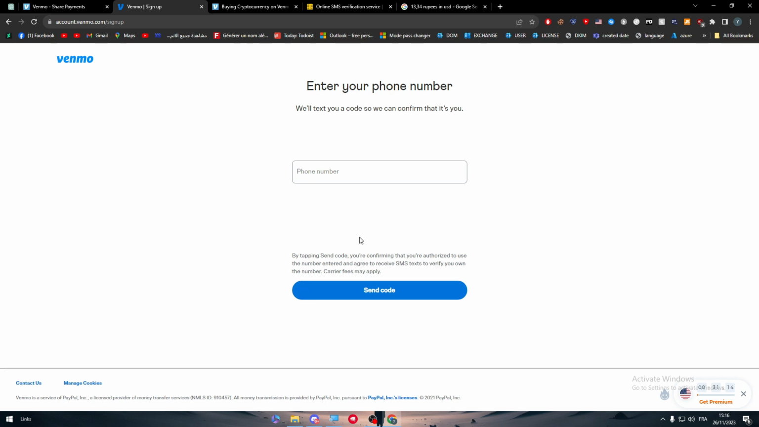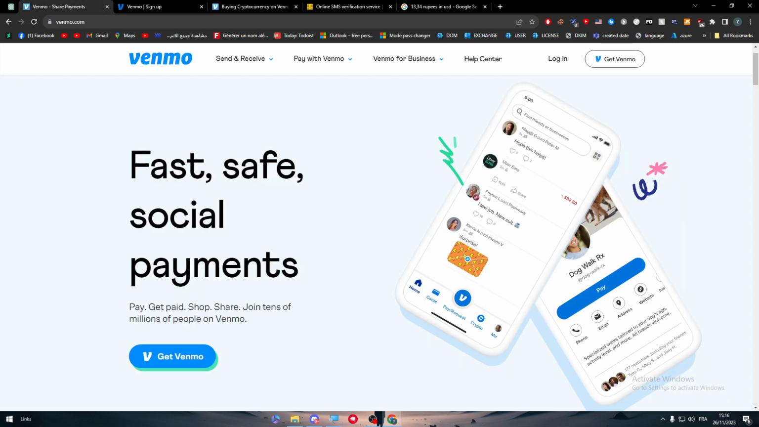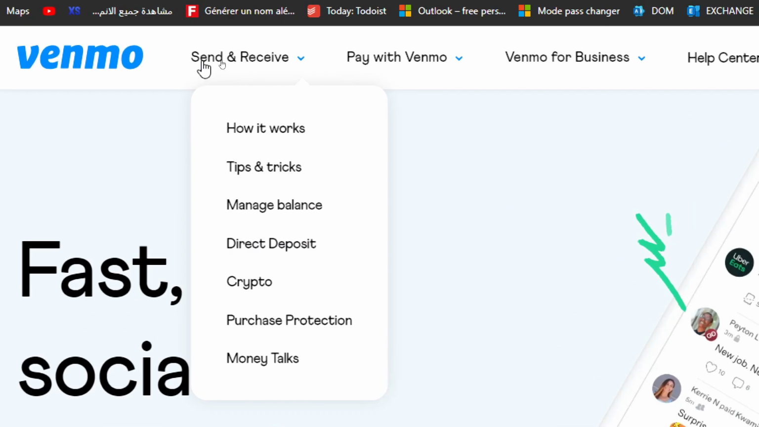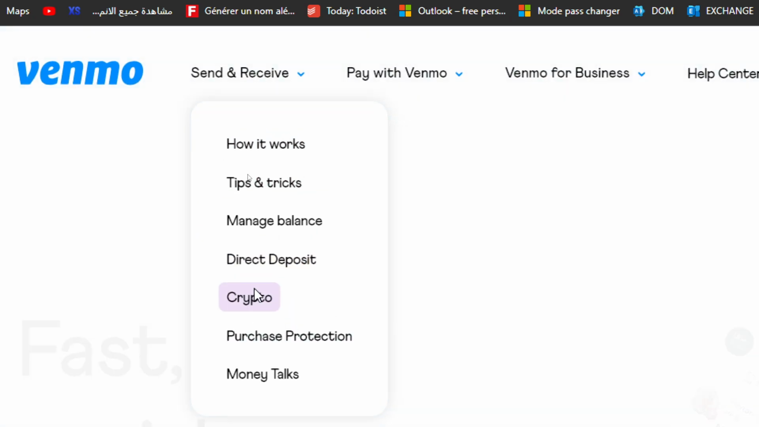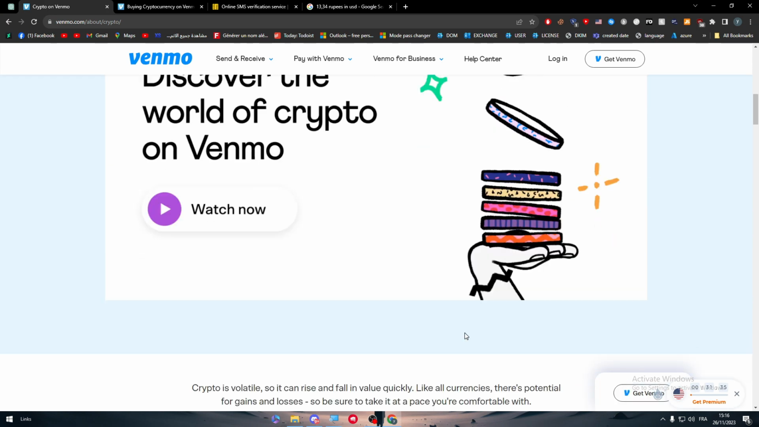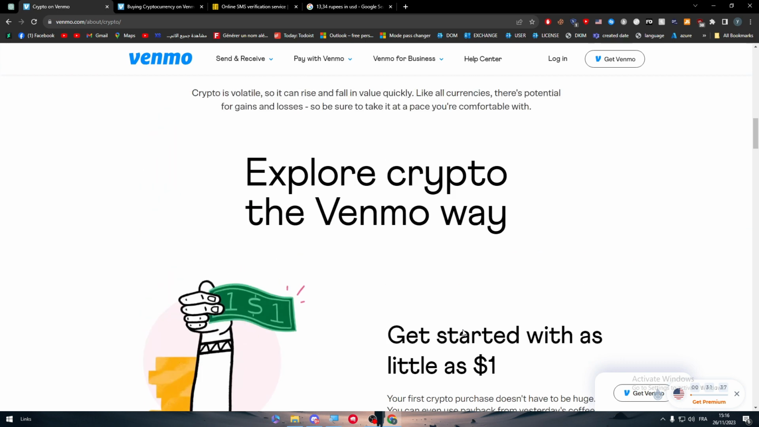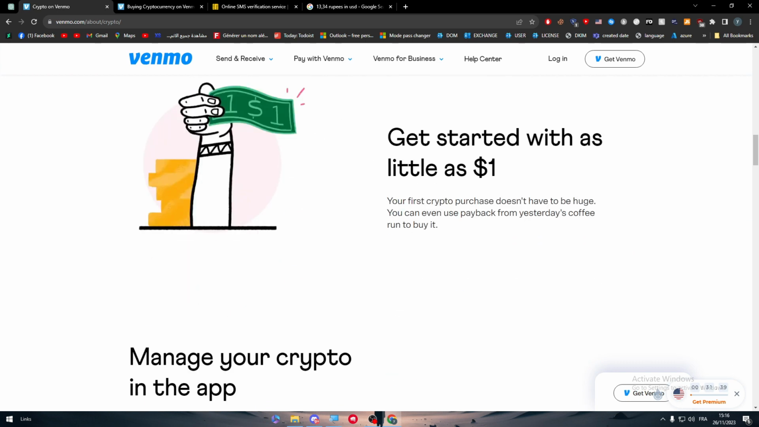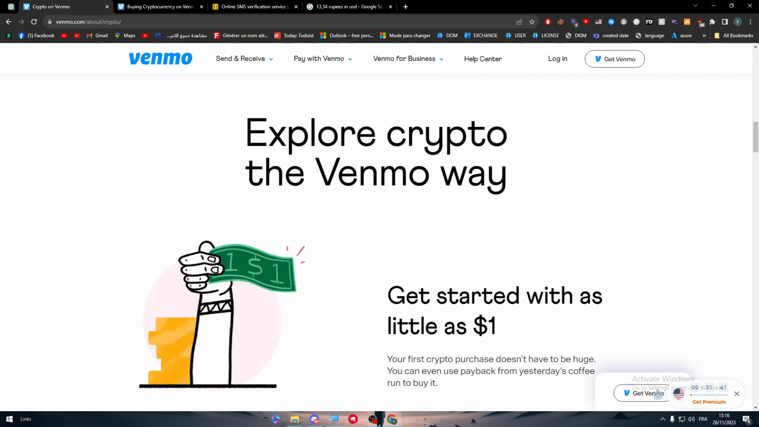So now, before we talk about buying USDT with Venmo, is it available to buy cryptocurrencies in Venmo? The answer is yes. As you can see here, send and receive, you will find cryptocurrency here. So this is a page that explains that crypto on Venmo usually starts here. And what it says, basically, is that Venmo allows you to buy and sell cryptocurrency inside of it. And you can start with as little as $1.